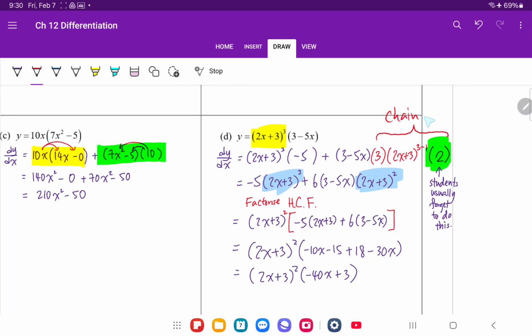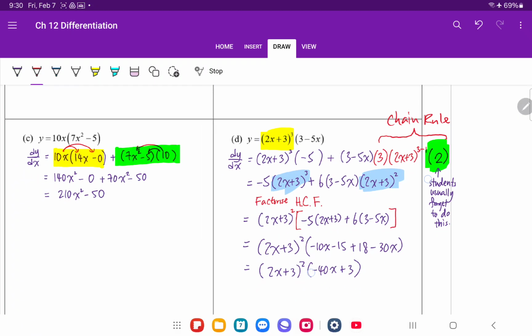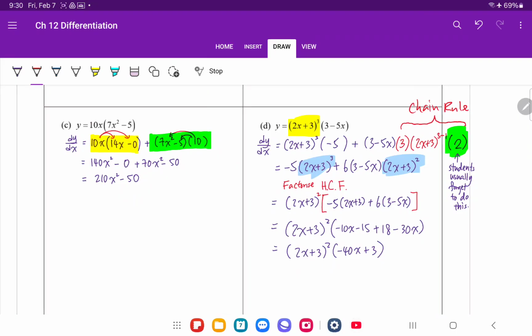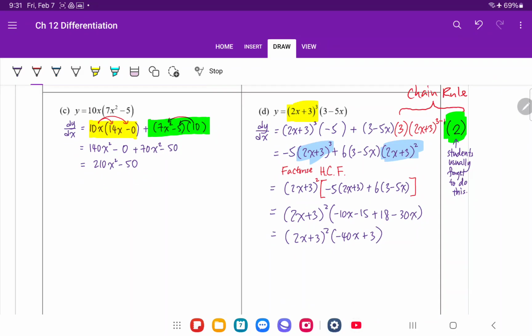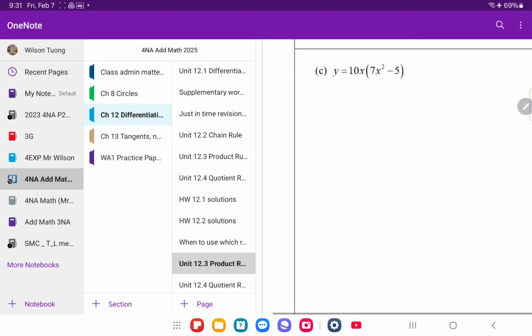Now, the reason why I highlighted the number 2 in green color is because this is the part that students always forget to do. They always forget to differentiate the inside to give the 2. Now, after which, you carry on to the next step. You notice there's a highest common factor. Please factorize and then simplify whatever is left behind. Your final answer should be this. Okay, so these are parts C and D. We will now move on to the next page, E and F, and that is the part that I need to explain very thoroughly. So let's do that.